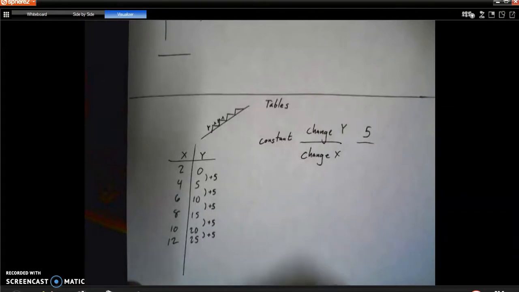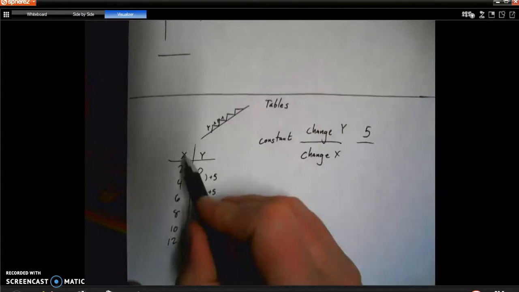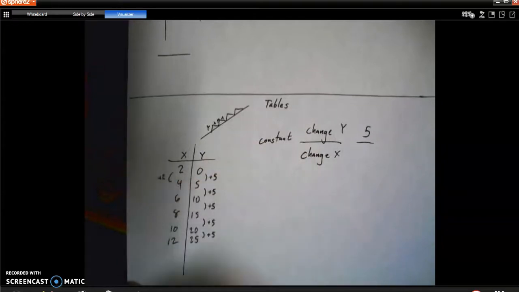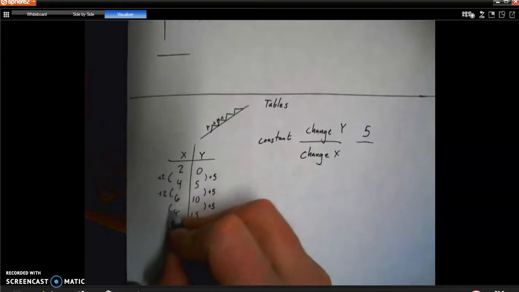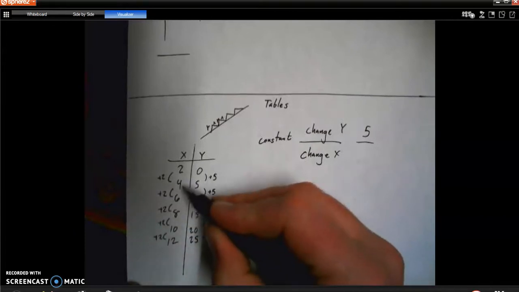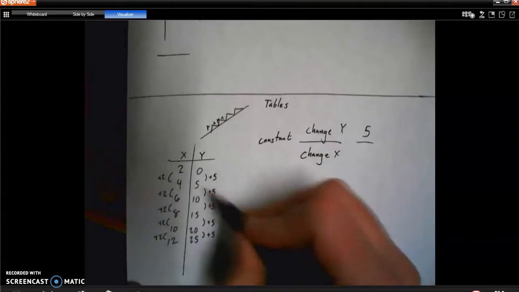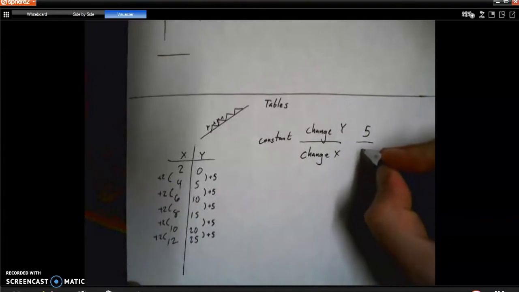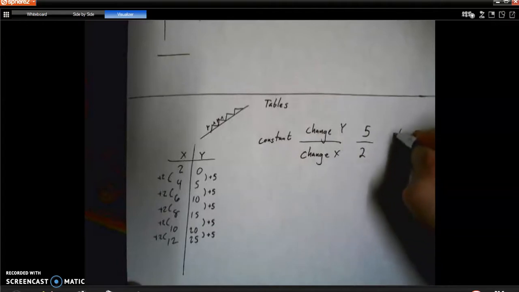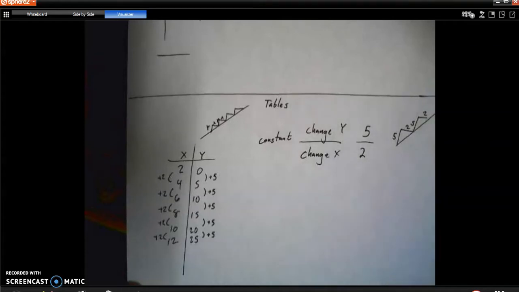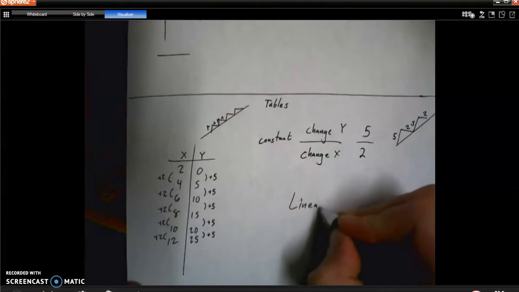Okay? Now we got to look over the change in x. How much are the x's changing each time? From 2 to 4, it's changing by a positive 2. 4 to 6, positive 2. 6 to 8, positive 2. 8 to 10, positive 2. 10 to 12, positive 2. Every time, it's changing by 2. So 5 to 2, 5 to 2, is it the same every single time? Yes. So therefore, the change in y over change in x is 5 over 2. Or it's going up 5 over 2, up 5 over 2 to create that straight line. That's what's happening. So this is linear.